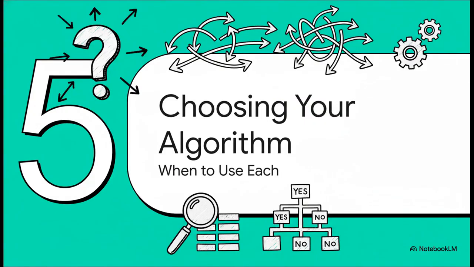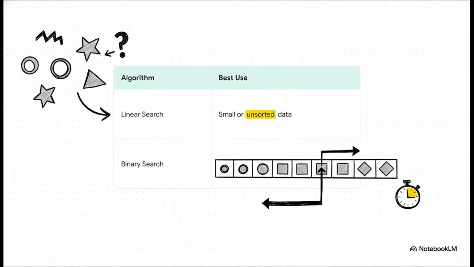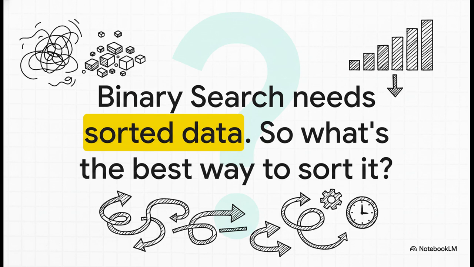So you've got these two tools in your programming toolbox now. How do you decide which one to pull out for a specific problem? The takeaway here is actually really simple. If your data set is small, or if it's all jumbled up and you can't sort it for some reason, linear search is totally fine. It'll get the job done. But the second you're dealing with a large, organized data set and speed matters, well, binary search is the champion every single time.